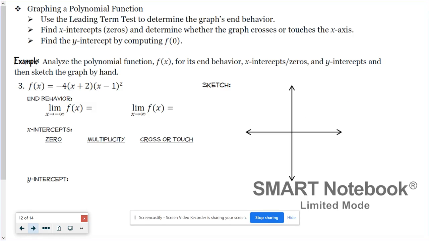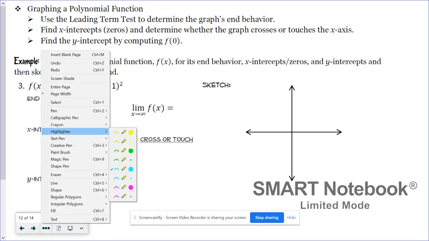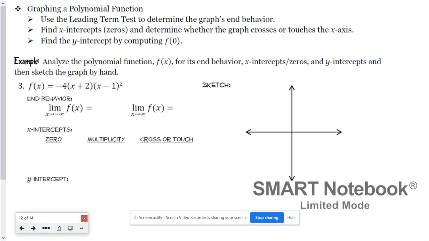So let's do this. Let's analyze this polynomial, let's sketch it. In number 3, I have the function -4 times the quantity x plus 2 times the quantity x minus 1 squared. So I need to figure out end behavior. It's in factored form, so I need to look at what's the leading term of each factor.